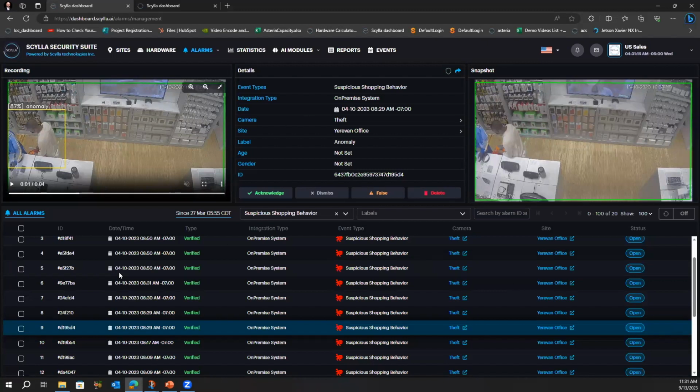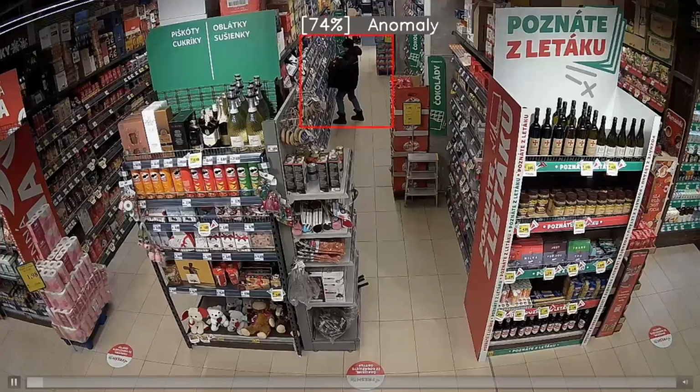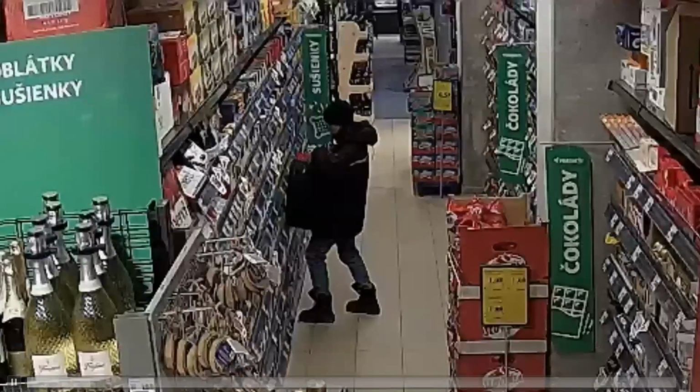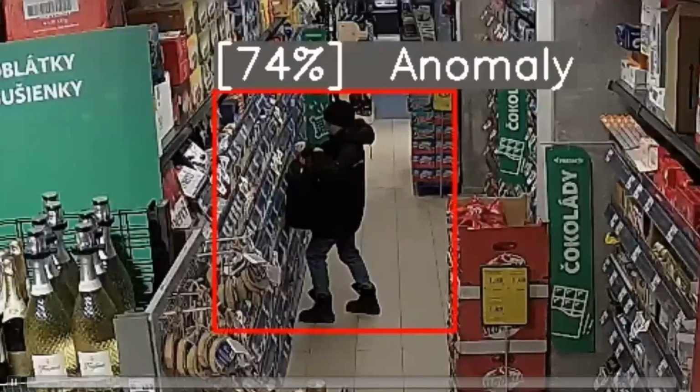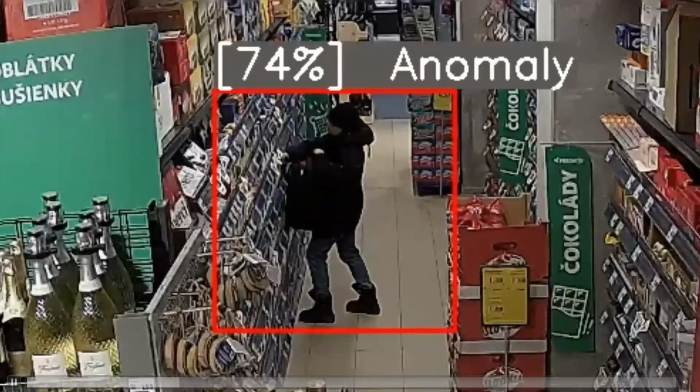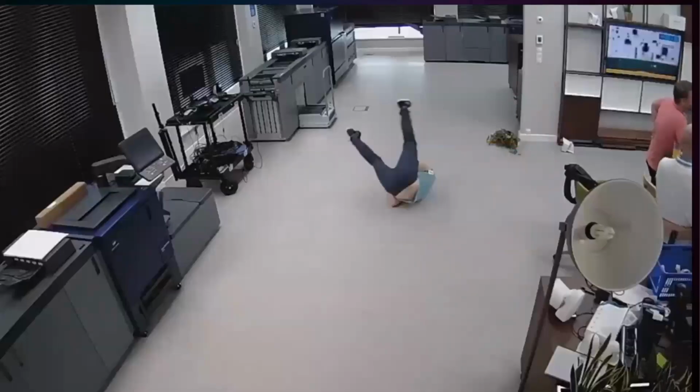So this is what you should also consider when you talk about artificial intelligence. Like I said, intrusion detection is the most simple one that we have. Shoplifting is the second best in the world, actually, because we tested this one against other competitors, and this one is really, really great. What else? Slip and fall.